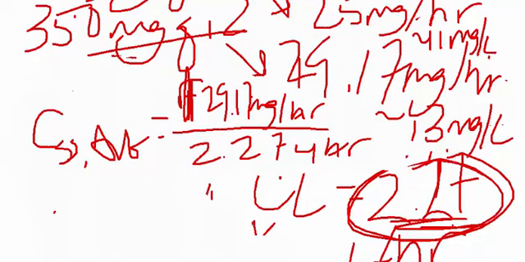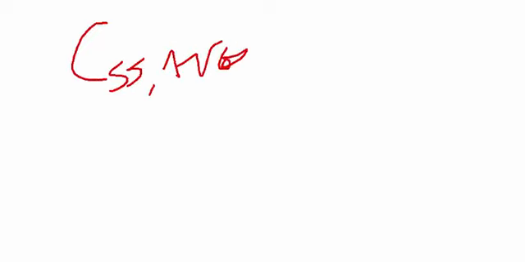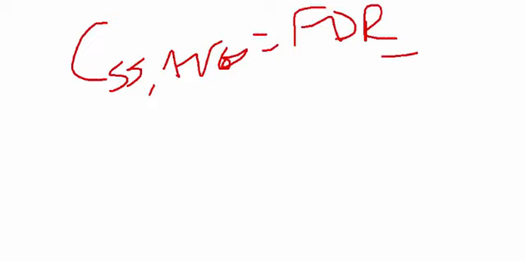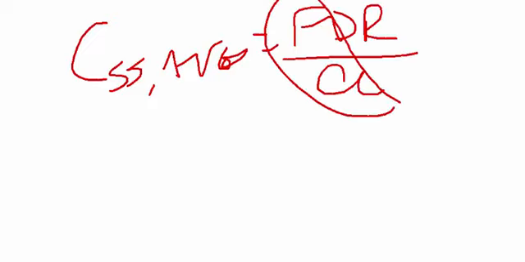Does everybody see how to do that? Good. Now, we didn't really need to figure out the clearance, although it is helpful because you can then figure out the half-life. We could have said that CSS average is equal to bioavailable dose rate all over clearance, that if these two stay the same, if we have no reason to think that those will change, then CSS average and dose rate become proportional, don't they?